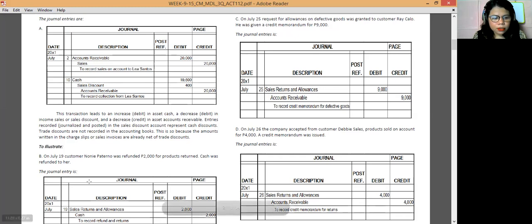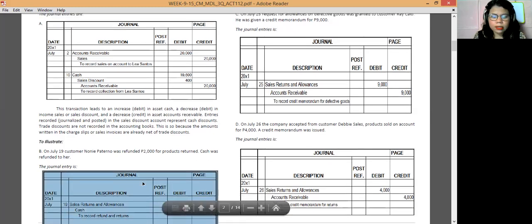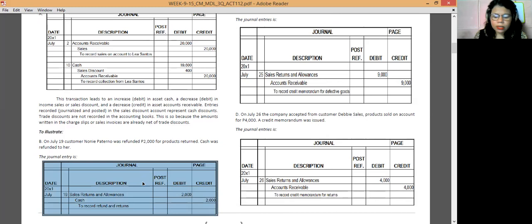So, next illustration is on July 19, customer Noni Paterno was refunded 2,000 for products returned. Diba? For products returned. Cash was refunded to her. So, hindi natin alam kung anong nangyari, pero nag-request ng refund si Noni Paterno dahil sa binili niya. Okay? So, ang title na ilalagay po natin dyan, account title, Sales Returns and Allowances. Okay? Sales Returns and Allowances.